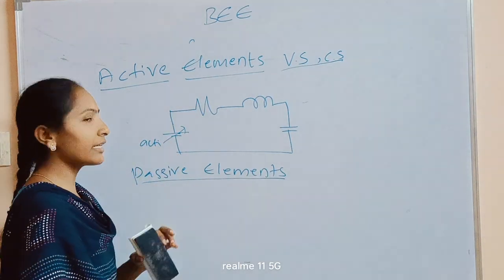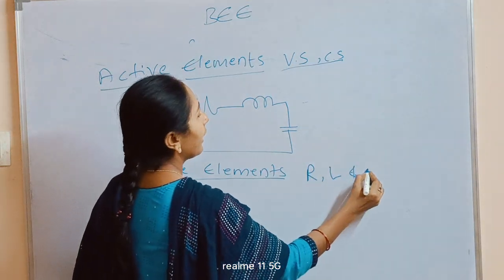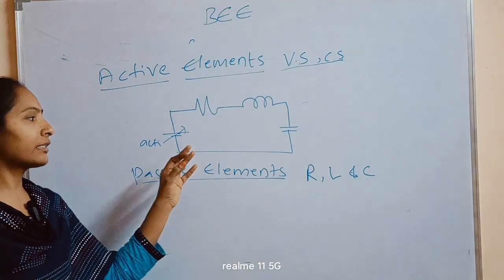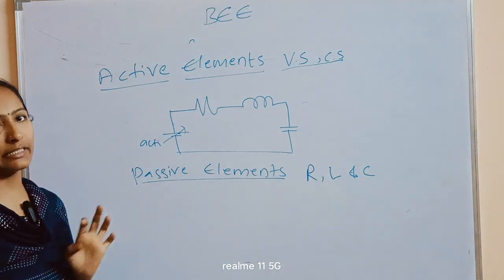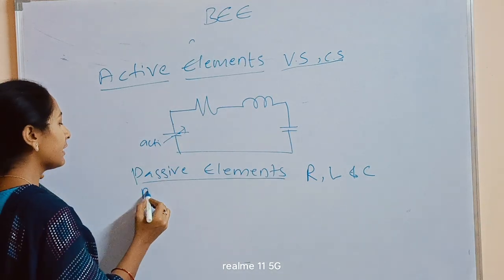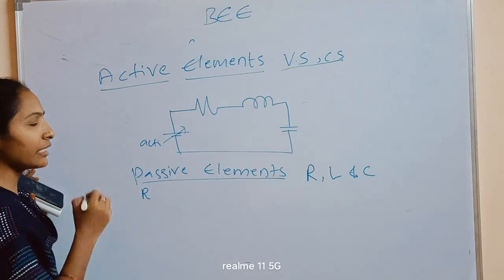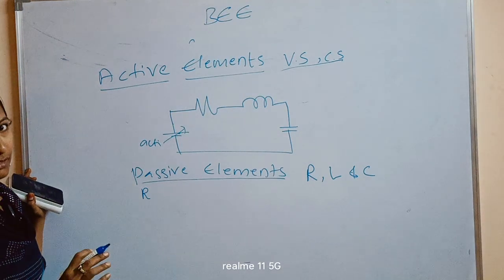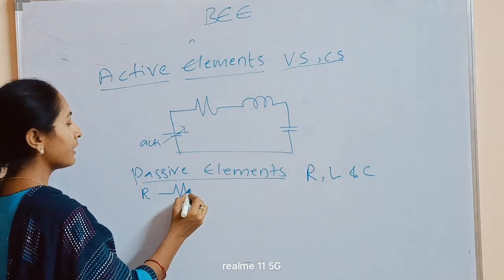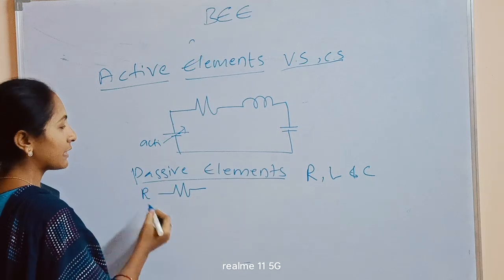What are the examples of passive elements? Resistor, inductor and capacitor. These three are the passive elements. These three are absorbing the energy. Now coming to the individual elements, I am considering the resistor. This resistor is an element, not a property. It is denoted with this symbol. And what is the unit of resistance?